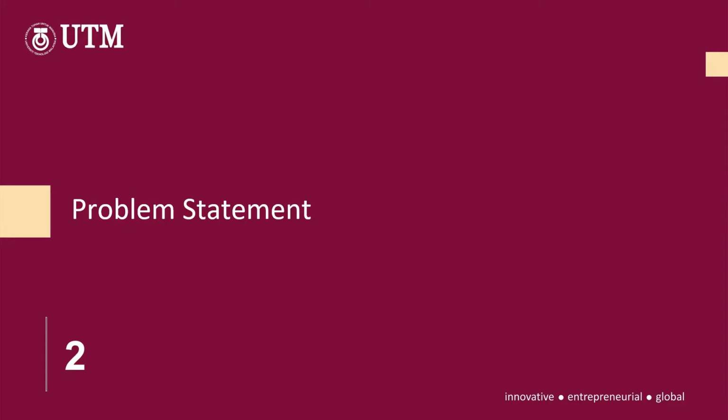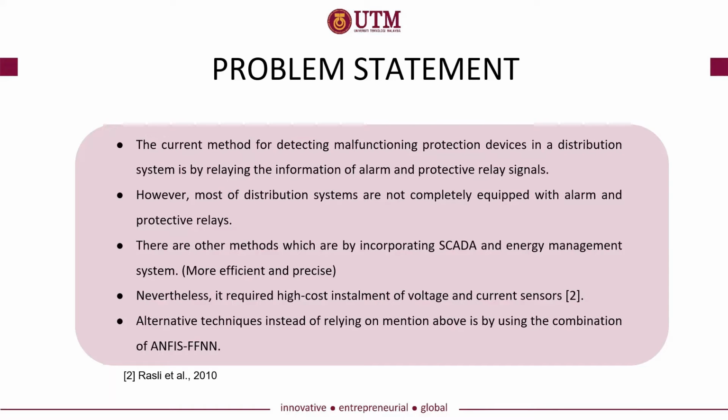Next is the problem statement. The current method for detecting a malfunctioning protection device in a distribution system is by relying on information from alarms and protective relay signals. However, most distribution systems are not completely equipped with alarms and protective relays.